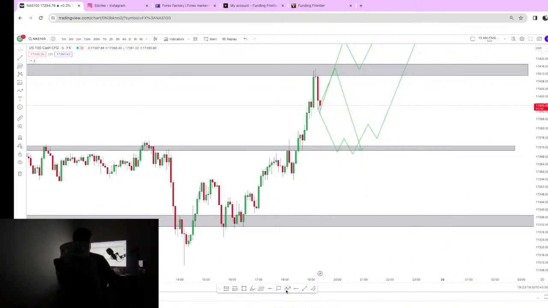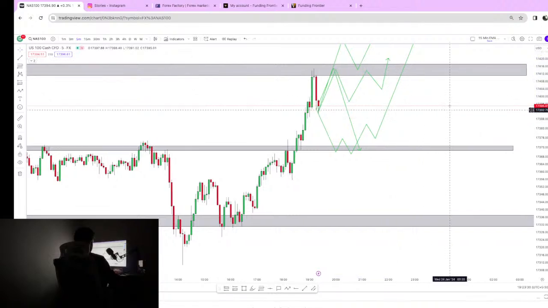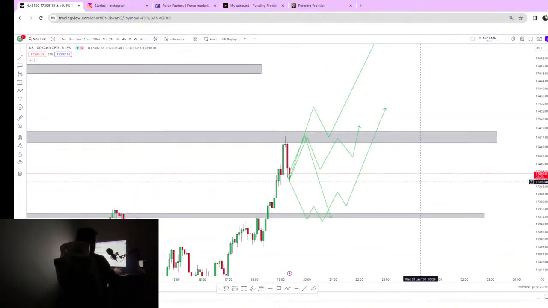There may be one more possibility. It may form something like this also, and then shoot up. This is also possible, which is one of our favorite setups. So these are the trade ideas for today.